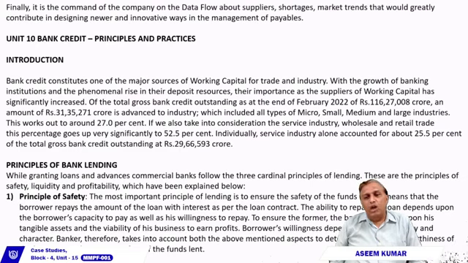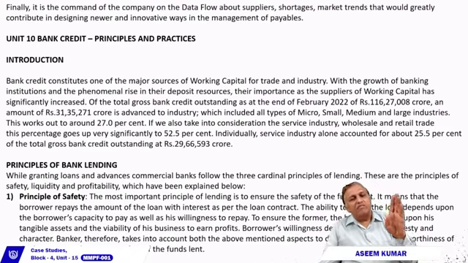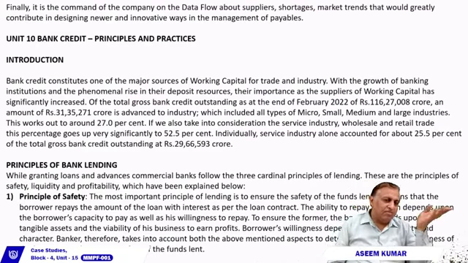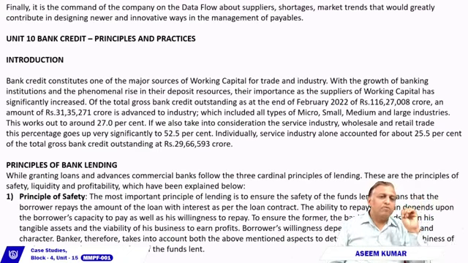Individually, the service industry alone accounted for a little more than, but compared to the product, it is lesser by about 1.5, it is about 25.5% of the gross bank credit outstanding. The amount is 29,66,593. So for the product cases, we are having the credit of 31,35,000, and for the service sector, we are having the credit of 29,66,000 as on February 2022. This constitutes 52.5%, where the service sector is 25.5% and the product is 27%.